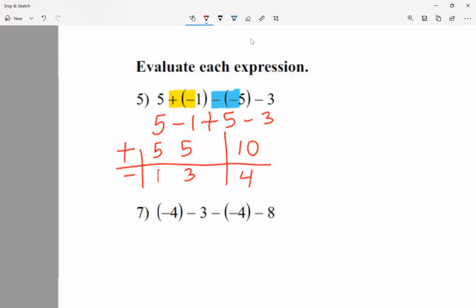So now I'm looking at this. If I'm watching a game, positive scored 10 points, negative scored 4. My question is, who won by how much? Well, positive scored more points, so the positives won by 6. So my answer here is going to be +6.